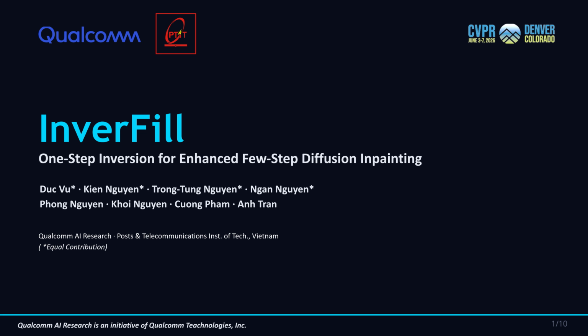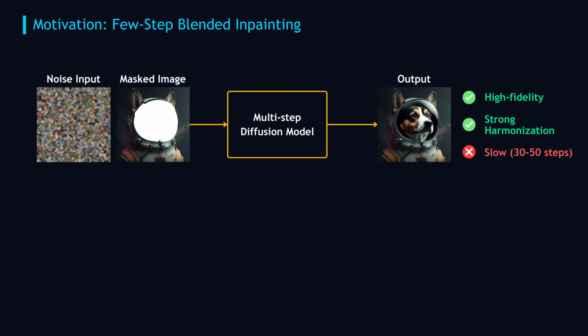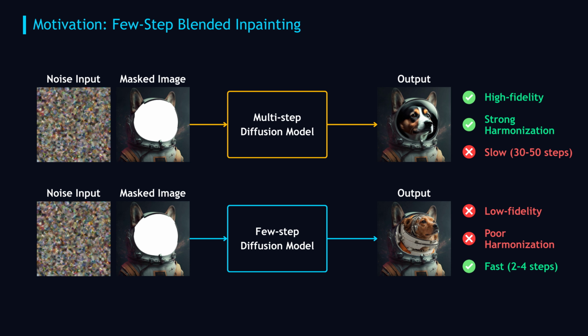Hello, everyone. Today I will present InverFill, a one-step inversion method for enhanced few-step diffusion inpainting. Multi-step inpainting models like SDXL Inpainting have high quality, but require 20 to 50 denoising steps, making them too slow for real-time use. Few-step models are much faster.